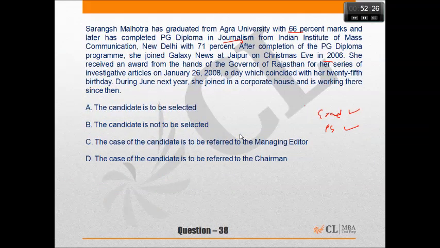So 2006. She received an award from the hands of the Governor of Rajasthan for the series in January 2014, a day which coincided with her 25th birthday. So that means her age will be greater than 30, so she cannot be selected. In 2008 she is 25, and in 2014 she will be 31 plus, so not possible.